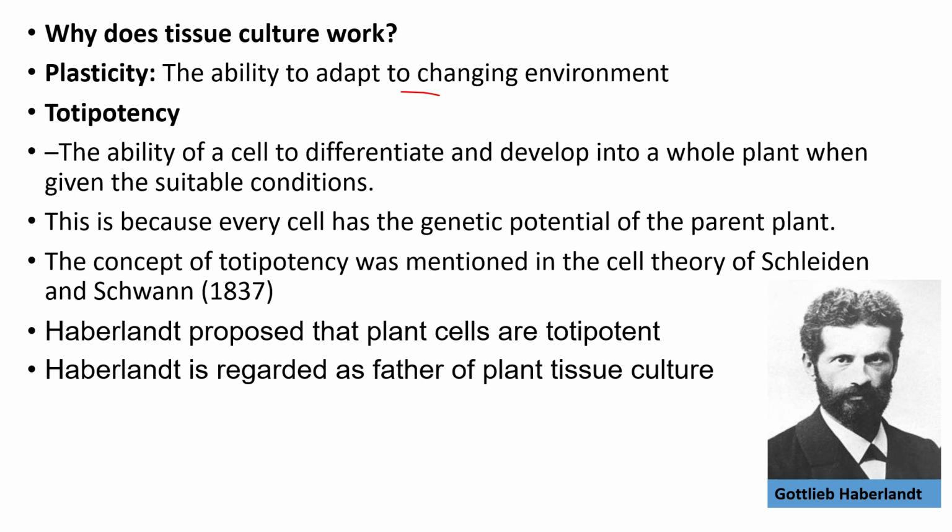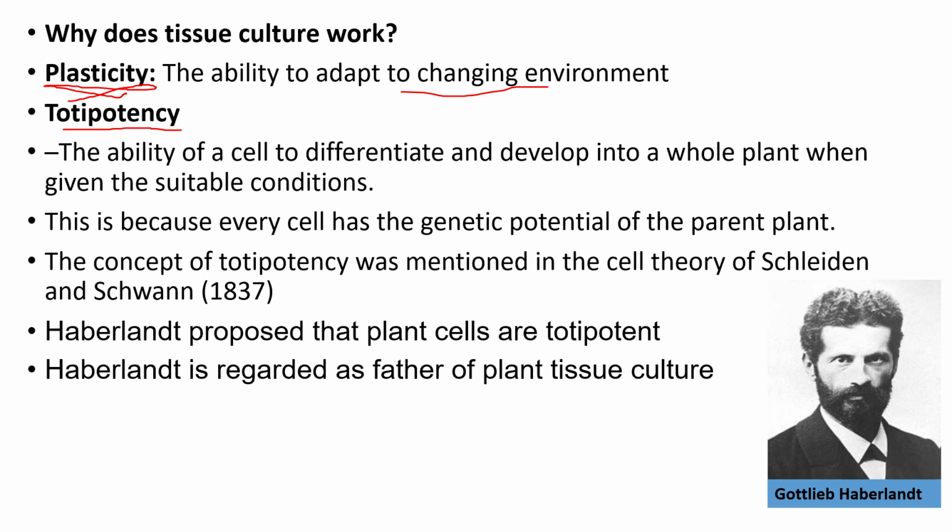So when we are taking a cell or tissue and keeping it in in vitro condition and giving the growing media, they are able to adapt to that changing environment and they are able to differentiate and grow. So that is plasticity, the ability to adapt to a changing environment. And the next concept is totipotency. Totipotency means the ability of a cell to differentiate and develop into a whole plant when given suitable conditions.